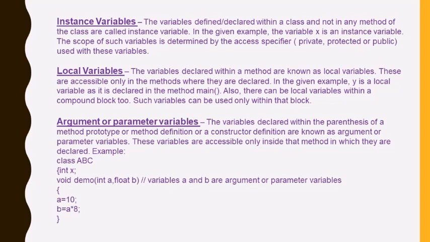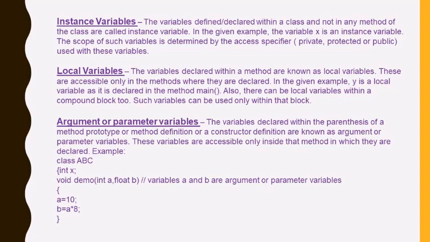Next is local variables. The variables declared within a method are known as local variables. They are accessible only in the method where they are declared. In the given example, y is a local variable as it is declared in the method main. Also, they can be local variables within a compound block too. Such variables can be used only within that block, like we had used the local variable i in the for block. That variable was local to that for block only.